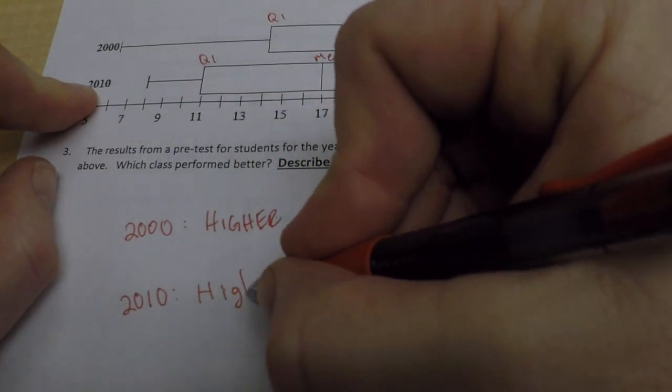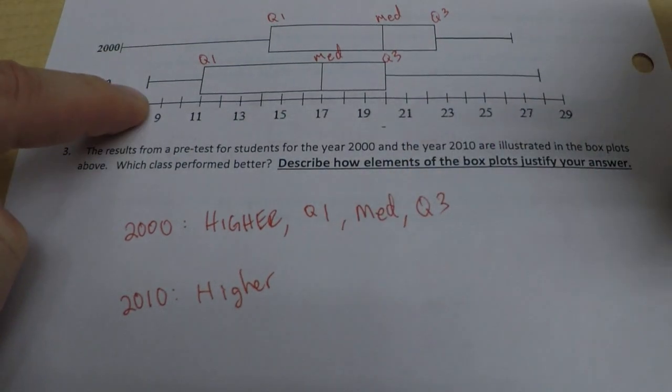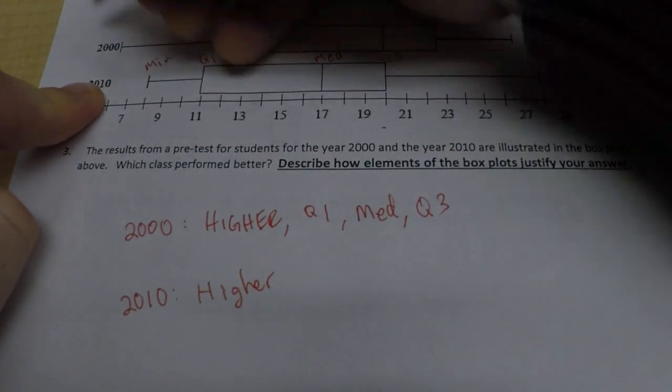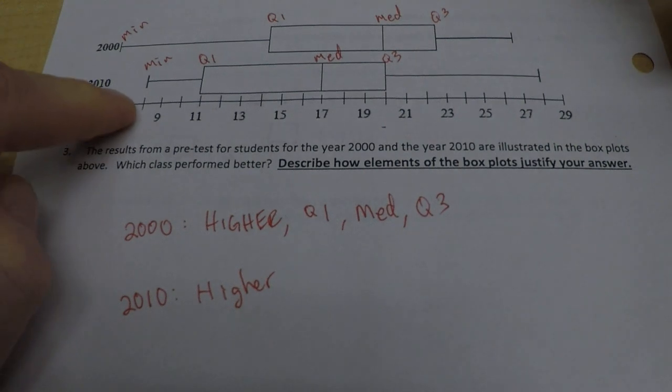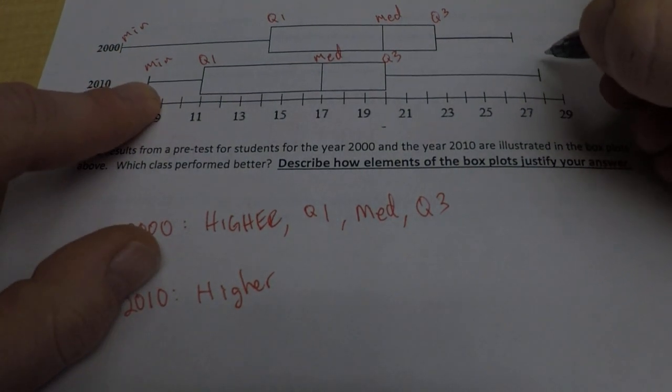And 2010 has a higher minimum. So the lowest person in 2010 did better than the lowest person in 2000, and it also has a higher max.